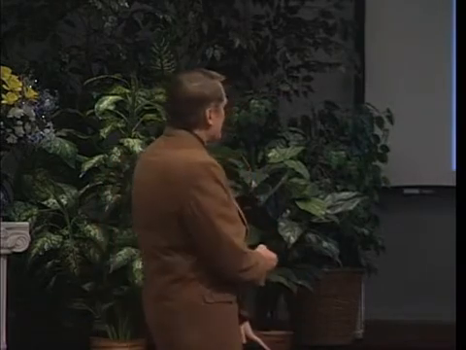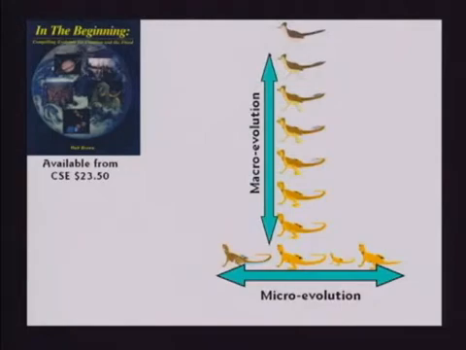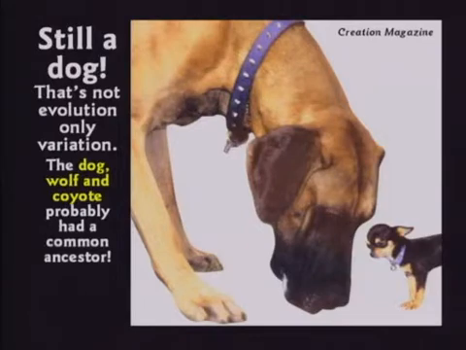Walt Brown, in his book In the Beginning, an excellent book, by the way, says microevolution is horizontal. Macro would be vertical, changing to a different kind. Another way to illustrate it. Dogs probably had a common ancestor. Even the Great Dane and the Chihuahua probably had a common ancestor. I wouldn't question the fact that the dog, the wolf, and the coyote had a common ancestor. But every 5-year-old kid knows they're the same kind of animal.